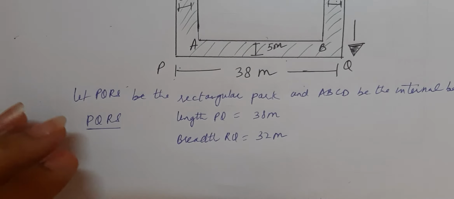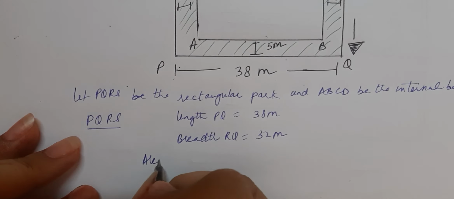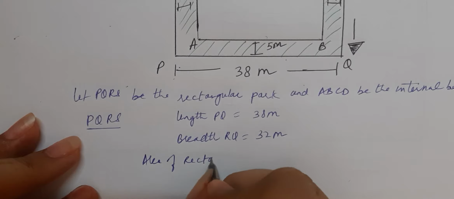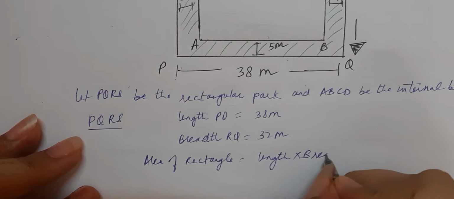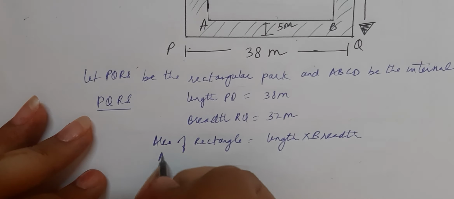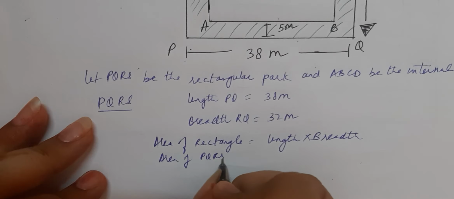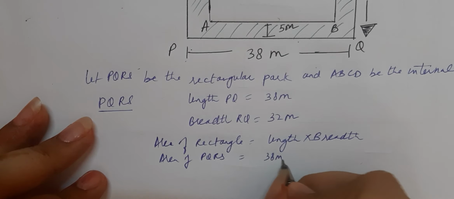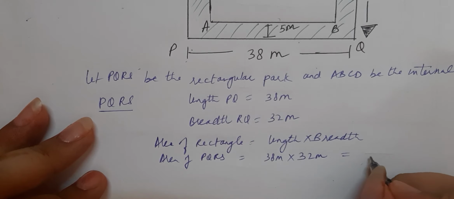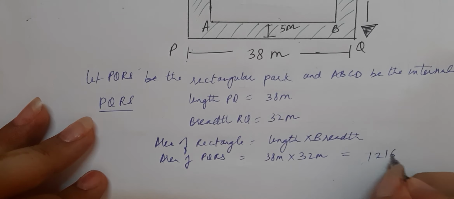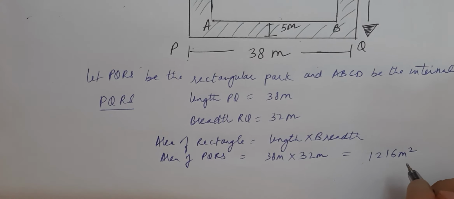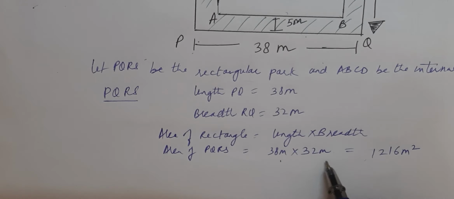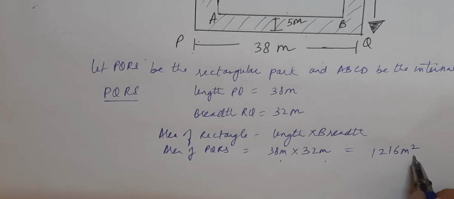Now I know how to find the area, so I will find the area of the rectangle first. What is the area? Length into breadth. So area of PQRS will be 38 meter into 32 meter, that will be 1216 meter square. Why meter square? Because meter into meter will be square of the meter.